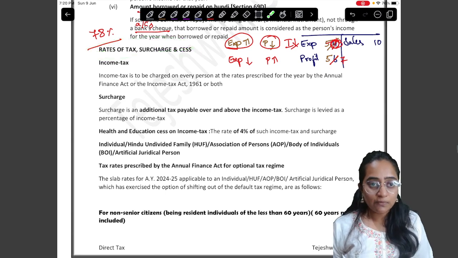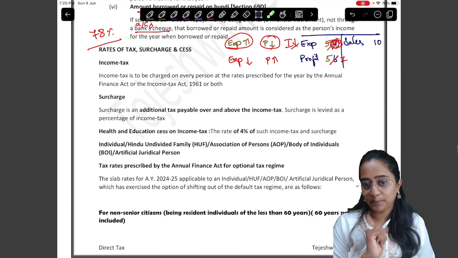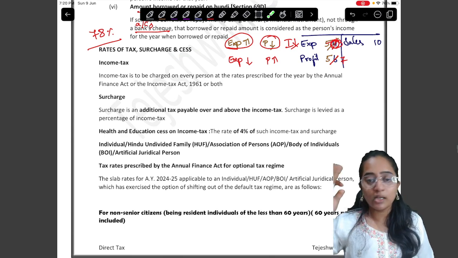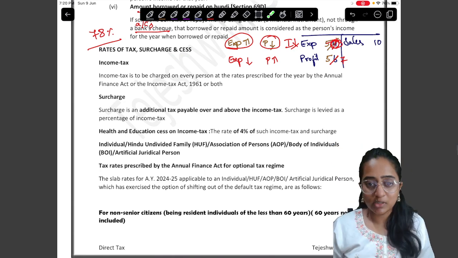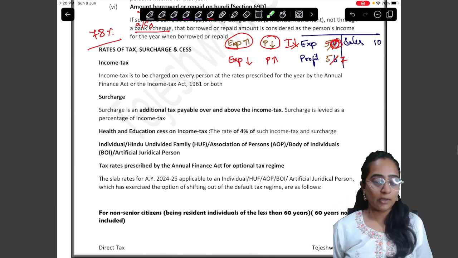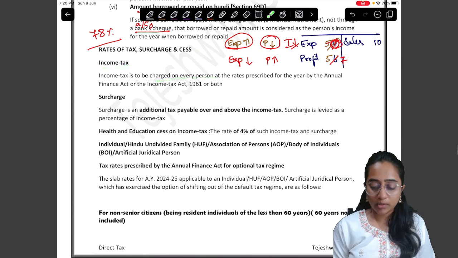So now if we are trying to understand about the rate of tax, surcharge for that matter, see, first of all, rate of tax information is given in your Finance Act. Finance Act 2023 is applicable for our upcoming relevant previous year, whatever we have considered. Clear. Income tax, always remember it is charged on every person. Need not worry about it.